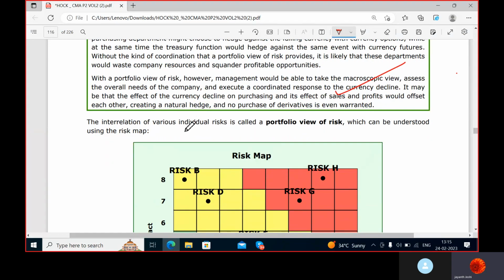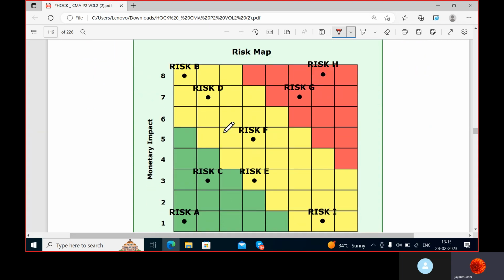The interrelation of various individual risks. Interrelation is nothing but risks being related. One risk may be related to another risk; they may have some interrelationship. That would be termed the portfolio view of risk. And we can understand it with the help of this risk map.